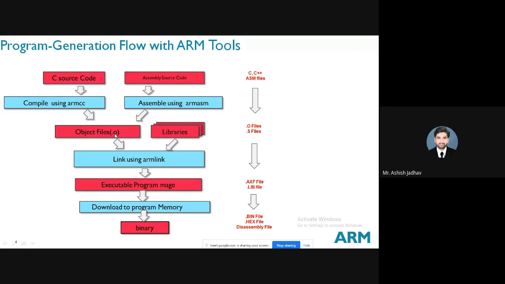Now you have to link this object file with other libraries. For that, you need a linker, right? The linker used in this process is ARM link. ARM link is the tool used to link the object files with libraries. Then by using the linker, you can generate a single executable file, and by using a downloader, you can put this into the program memory. This can be a binary file, a hex file, or a disassembly file. Right, so this is the end-to-end program generation flow with ARM tools.